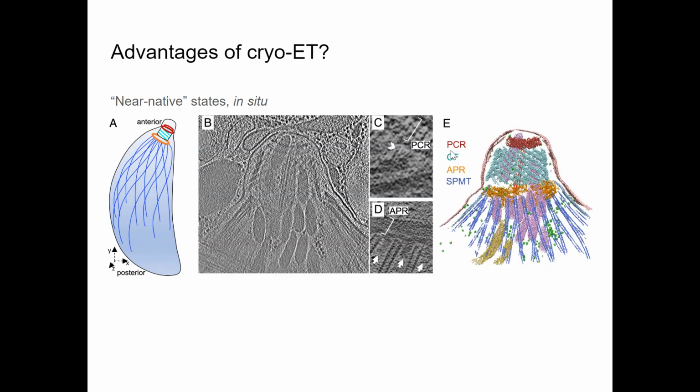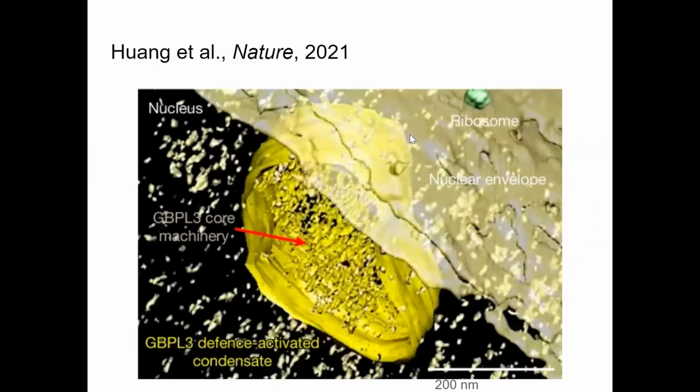So Cryo-E.T can be the best tool to study less static phenomena like lipid-lipid phase separation in cells. For example, in this paper by Huang et al., the scientists were studying membraneless organelles called GBPL, defense-activated condensates, or GDACs. To study these GDACs in cells, Cryo-E.T was probably the best choice. The scientists found that the GDACs had dense protein clusters from the reconstructed tomograms, which each required 51 tilt images.